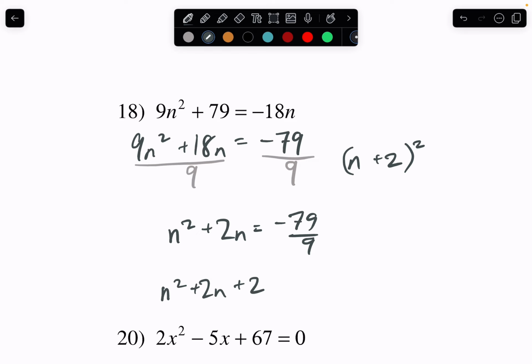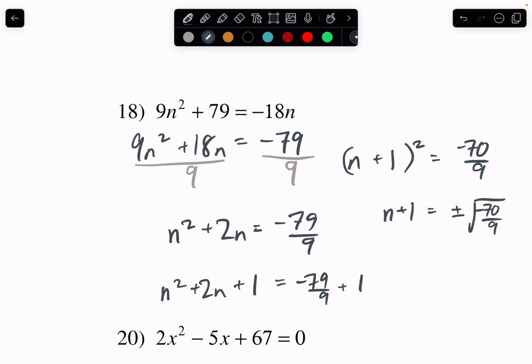Let's try plus 2 on both sides instead. No, it didn't work. Let's try 1. Definitely 1 would work this time. It should. Yes, it did. 9 over 9. Negative 70 over 9. Square root both sides, n plus 1 is equal to plus minus square root of negative 70 over 9.